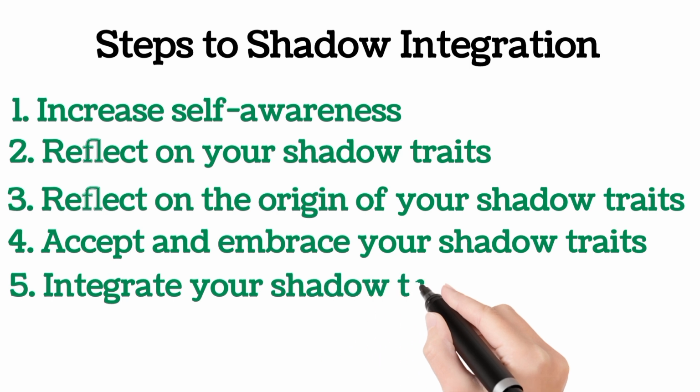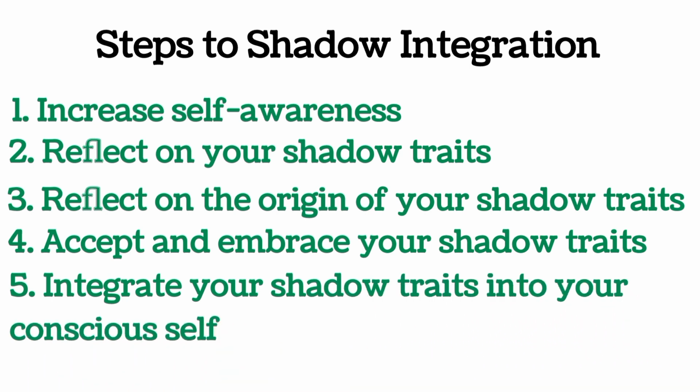Step 5. Integrate your shadow traits into your conscious self. The final step in the shadow integration process is to integrate your shadow traits into your conscious self. This may involve learning to express your shadow traits in healthy and appropriate ways and finding ways to incorporate them into your daily life.